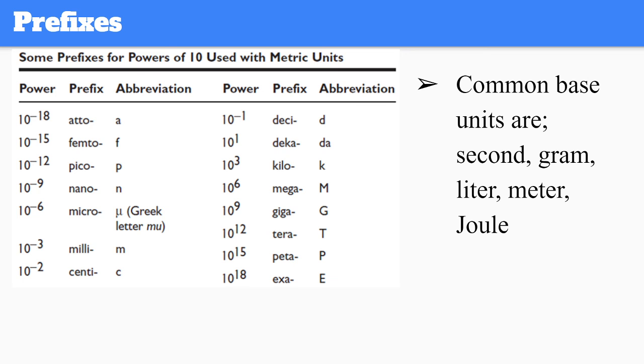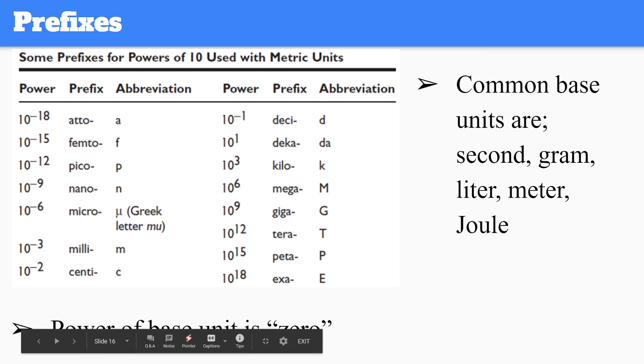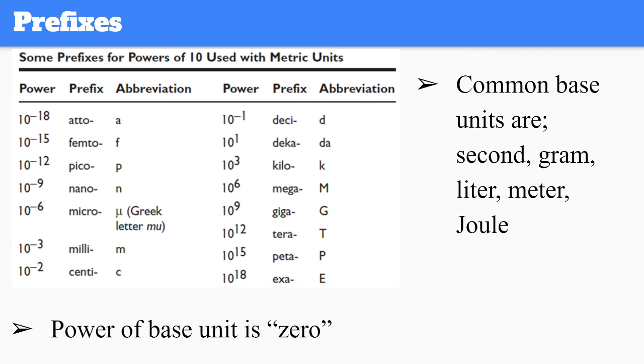All right, so common base units. Those units are basically second, gram, liter, meter, joule. All of those are the most used units, and we call them base units. Base units do have a power, but the power for those is 0. So if you just have, let's say, 1 kilogram is just 1, the power of 10 is 0, and 10 to the power of 0 is just 1.